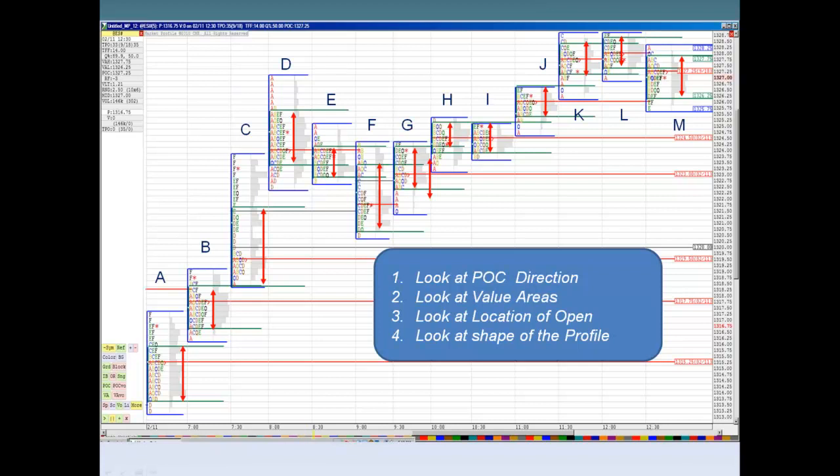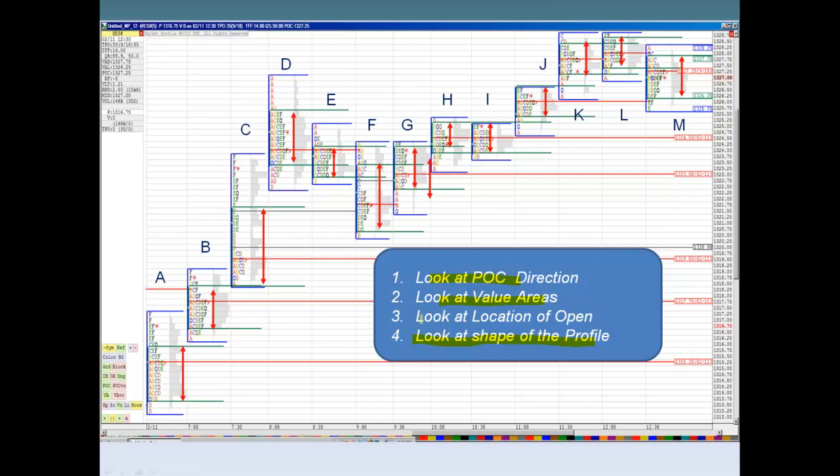All right. The last thing that we should not ignore, and we should also keep an eye on, is, of course, looking at the shape of the profile. So we've already looked at the POC and the direction of the POC. Are they going up or are they heading down? We've looked at the value areas, whether the value is moving higher or lower, and we've looked at the value range itself. Is it expanding or is it contracting? And if it's contracting, it's telling us we are heading into a transition, or in fact, the momentum is slowing down in the market in the direction of the trade.